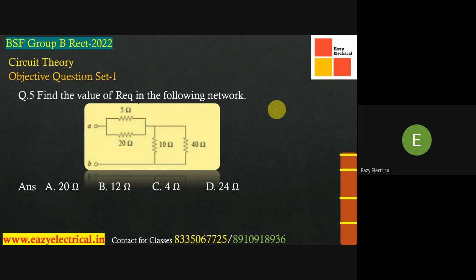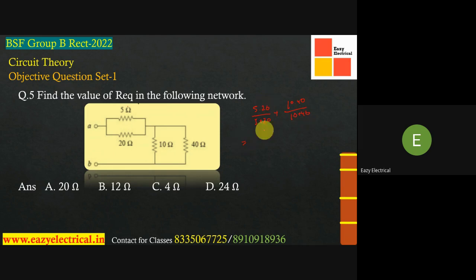So what is the correct answer? B, sir, 20 12 is coming, right? If you see here, 5 and 20 are in parallel, so we can write 5 into 20 by 5 plus 20. Plus, here these two are in parallel, that means 10 into 40 divided by 10 plus 40.